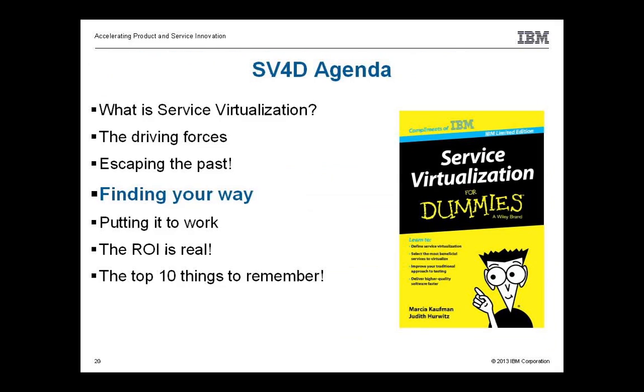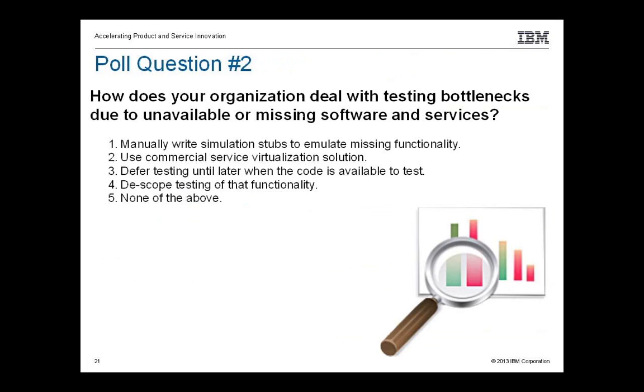So let's look at how we get going and finding our way. One of the things I'd like to do is run another poll question here. I talked about earlier where some people are writing mocks or some people are descoping and deferring their testing until the code's available. What I'd like to do here is understand, for those on the call, what we are typically doing in our organizations to, oh, sorry, we've got the wrong poll question here again.